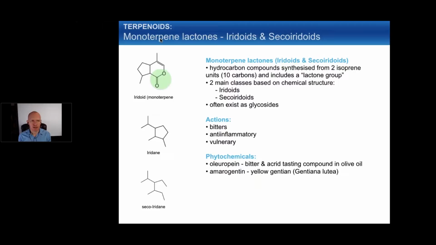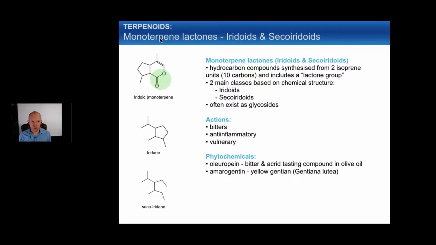So we're now going to talk about a subclass of monoterpenoids, and these are the monoterpene or monoterpenoid lactones. Now, lactone is highlighted on the left-hand side there. You can see it in the green. That's basically a lactone group. It's kind of a carboxylic acid with an ester-like bond on it.